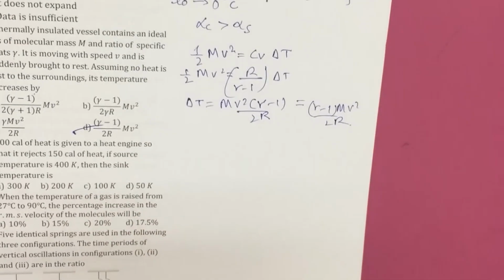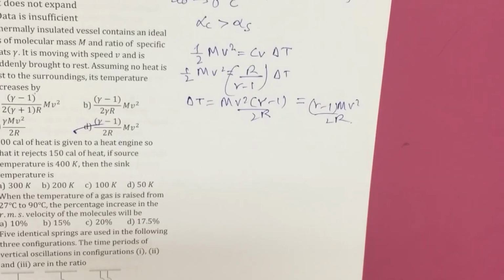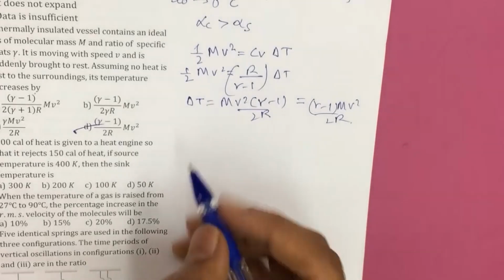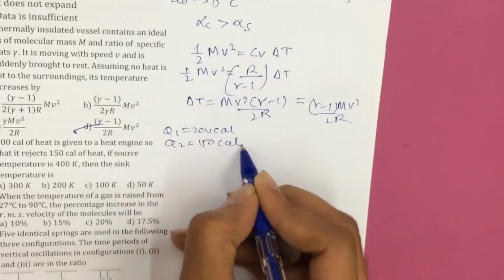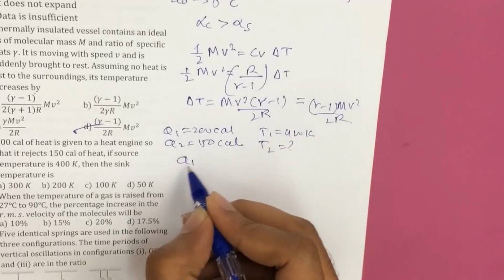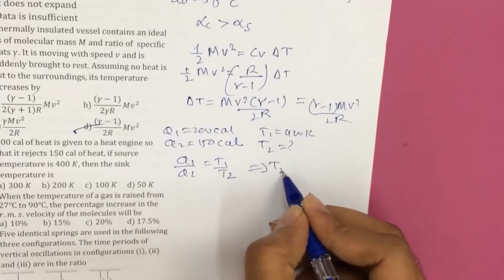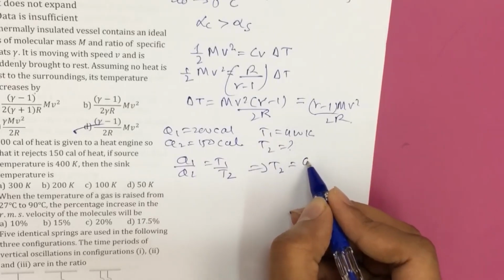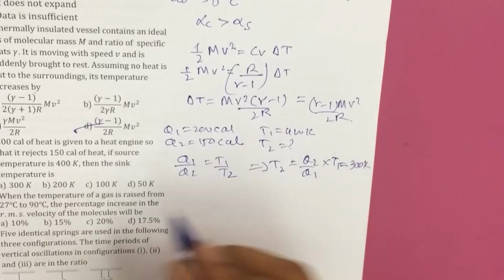Question 17. 200 calorie of heat is given to a heat engine so that it rejects 150 calorie of heat. If source temperature is 400 Kelvin, then the sink temperature is. Now Q1 is 200 calories, Q2 is 150 calories, T1 is 400 Kelvin, and we have to find T2. So Q1 by Q2 will be equal to T1 by T2. Directly we can get the value of T2 as Q2 divided by Q1 multiplied by T1, which would give us 300 Kelvin as the answer.